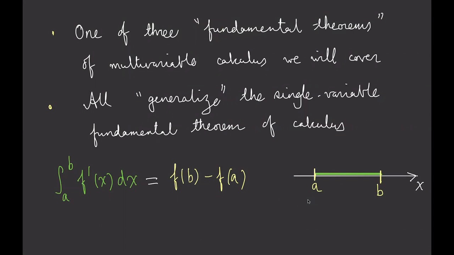I will say that in my opinion, there are three which are really, really important, and those three are the ones that we're going to be covering over here. The three that we're going to cover are Green's theorem, then Stokes' theorem, and also the divergence theorem, which is also sometimes called Gauss's theorem, but we'll get to those later. So this is about Green's theorem. Okay, but all of these fundamental theorems essentially generalize the single variable fundamental theorem of calculus.